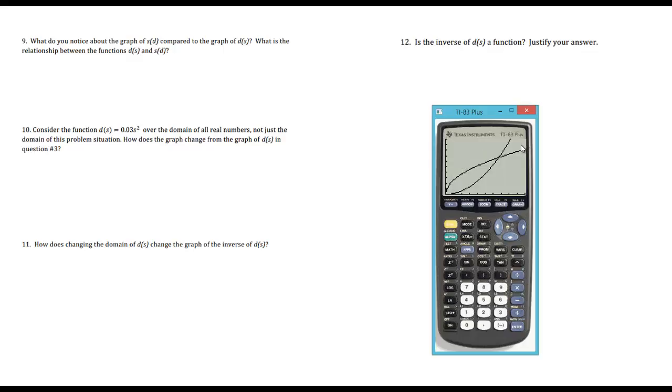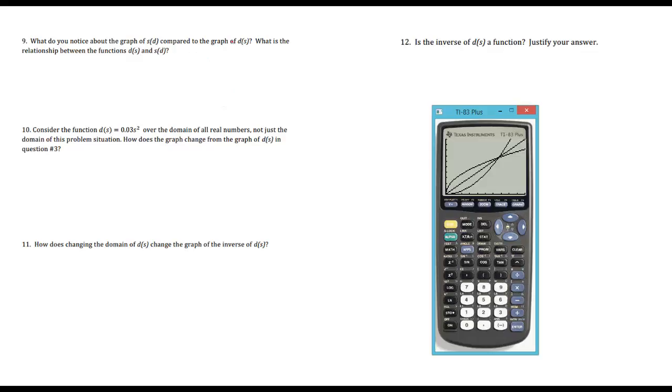Okay, what do you notice about the graphs? What is the relationship between the functions? These graphs are reflections of each other. If I was to graph the line y equals x, these inverses are just reflections over the line y equals x.